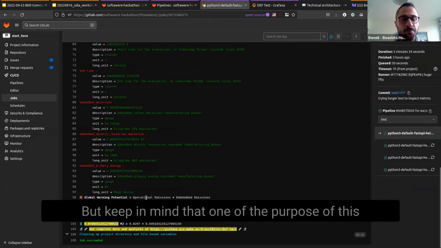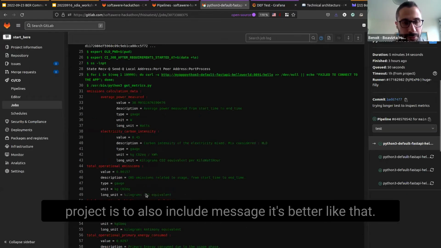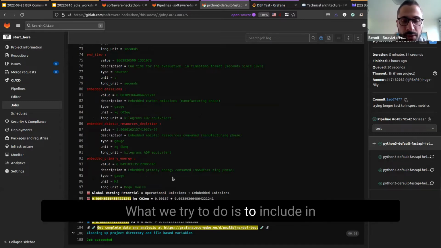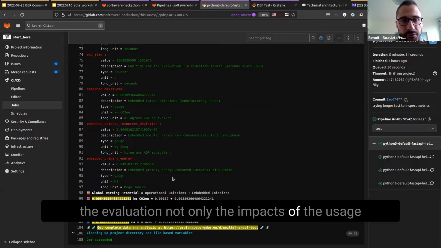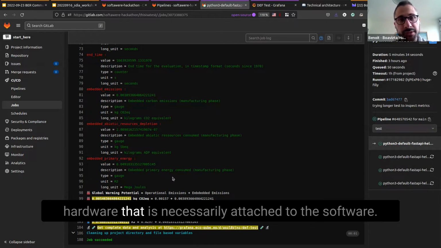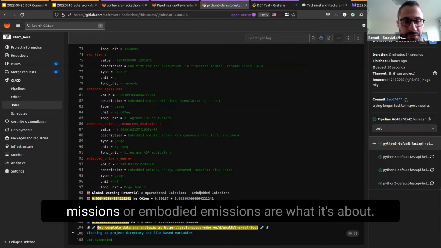But keep in mind that one of the purposes of this project is to also include, I could zoom, of course. So maybe it's better like that. What we try to do is to include in the evaluation not only the impacts of the usage phase of a software, but also the impacts of the hardware that is necessarily attached to the software. As Max said, no hardware, no software running. And so, as an introduction, embedded emissions or embodied emissions are what it's about.